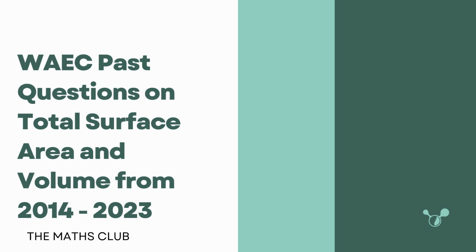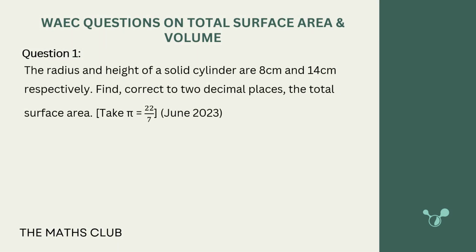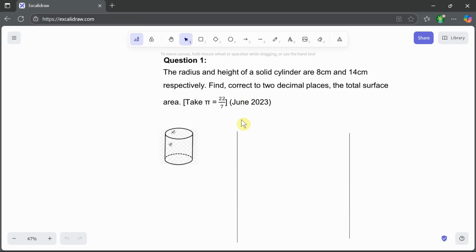Let's get started. Question 1 says that the radius and height of a solid cylinder are 8 cm and 14 cm respectively. Find, correct to 2 decimal places, the total surface area. Take pi to be 22/7. This is from June 2023. As always, I would encourage that you pause the video and try it out yourself before you see how I would solve it.